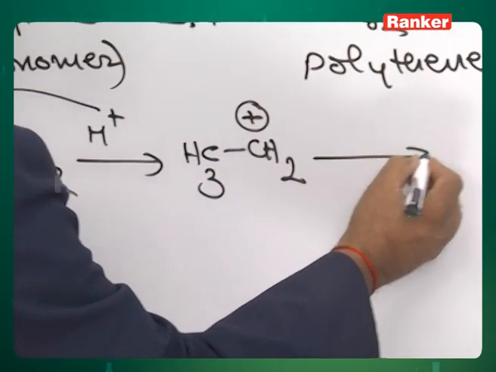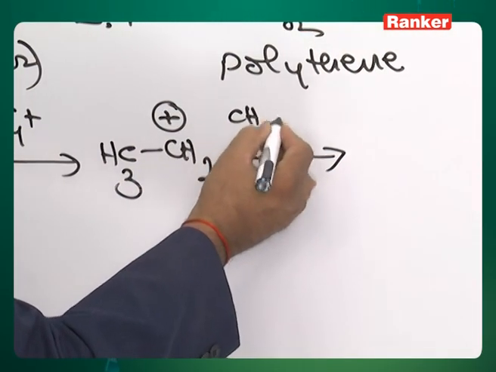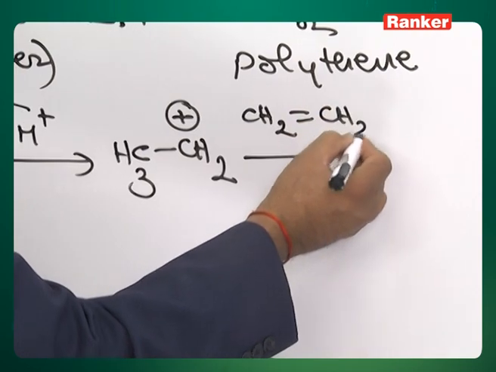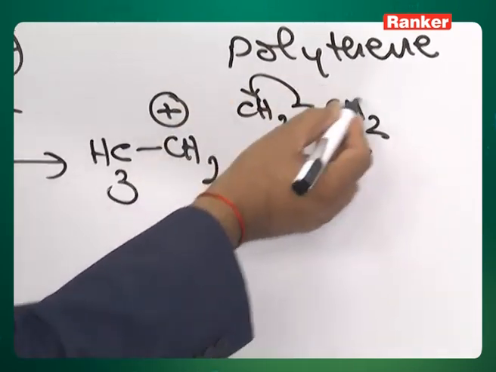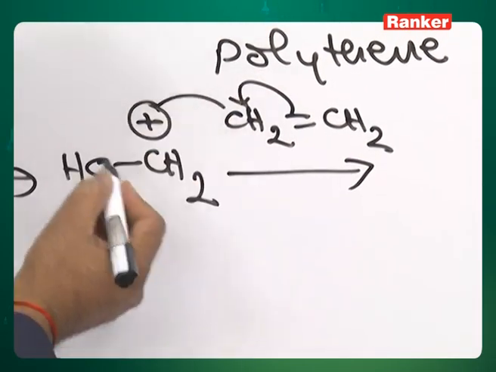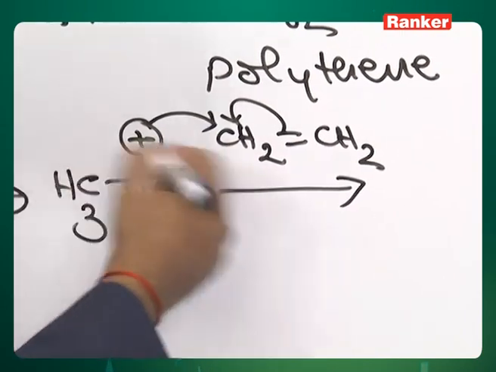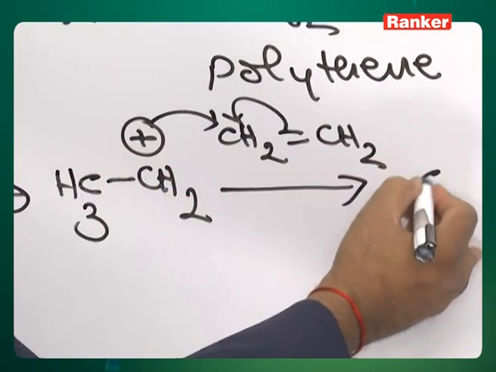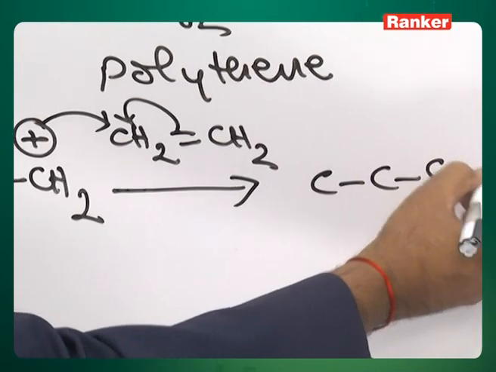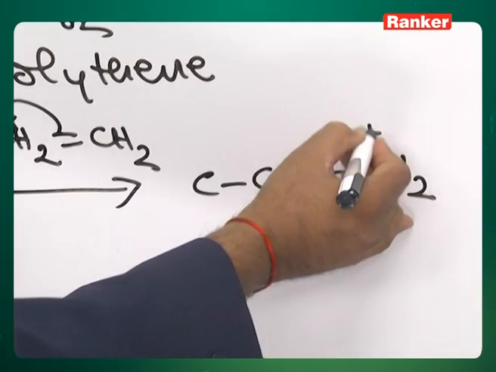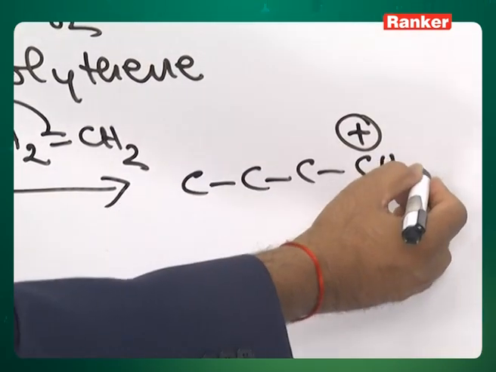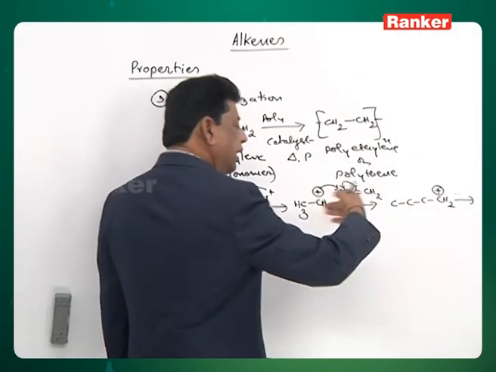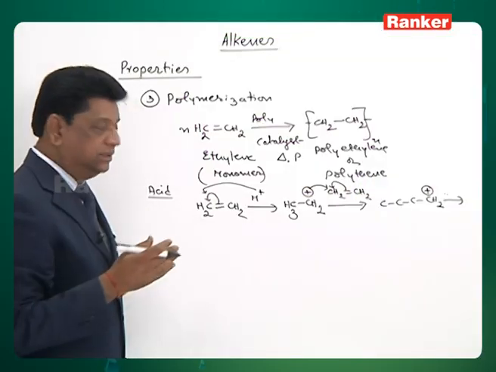Now, this will be added onto another ethylene molecule. Take a second molecule of ethylene, polarize into minus and plus, and the plus will be added. So, this attacks with this one. You will get a 4 carbon chain ending again with CH2 plus, and so on. That will attack on another molecule, and the reaction continues on a large scale.